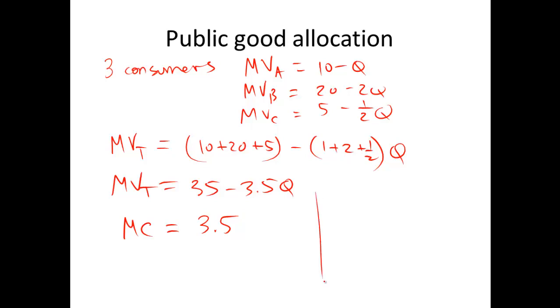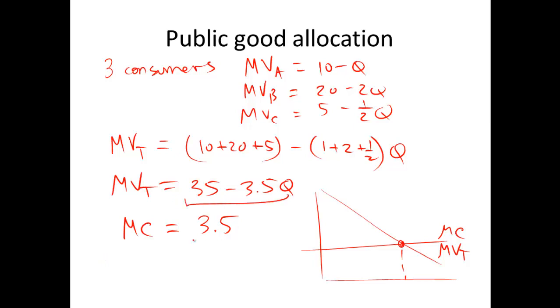So what we're looking for to find the answer here is the place where the MVT function crosses MC. And that's the quantity in question. So how do we do that? Well, we set this equal to this and find Q. So 35 minus 3.5 Q equals 3.5. And if we solve that, we get that Q equals 9. And there you have it. That's the optimal quantity of this public good.